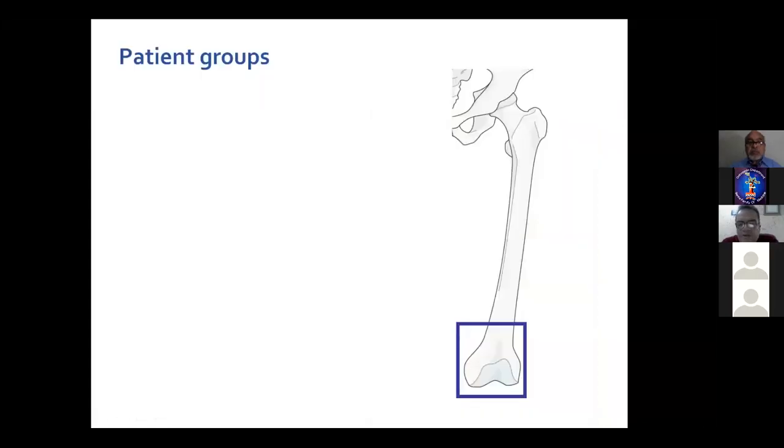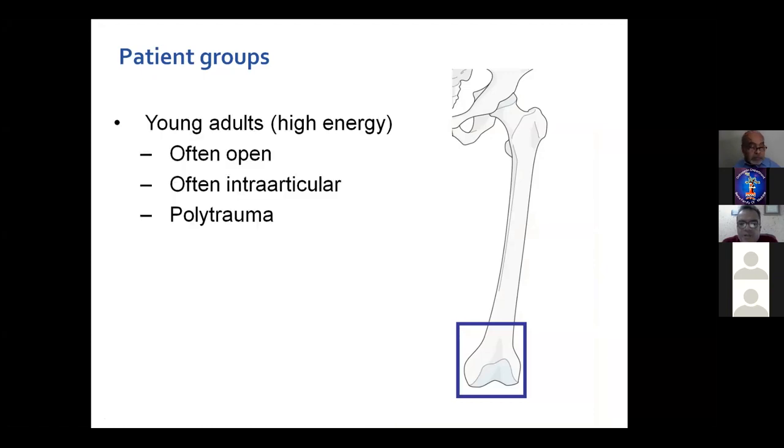We have two groups of patients who suffer such fractures. We have young adult patients who get high energy trauma. It is often an open fracture. It is often an intraarticular fracture, and it is often combined with a polytrauma. There are other elements of the injury.